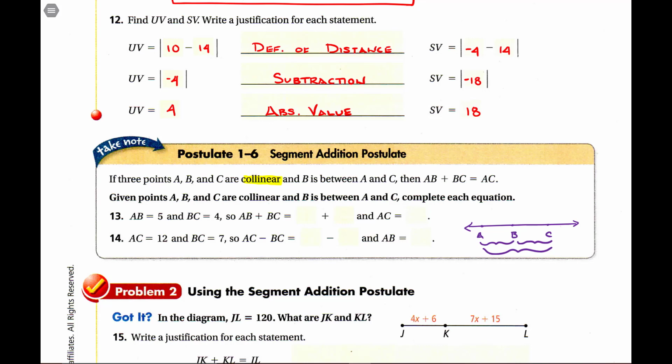So for number 13, we have AB is equal to 5, BC is equal to 4. So AB plus BC is equal to 5 plus 4. That means A to C is 9 units. Number 14, AC is 12, BC is 7. So AC minus BC, 12 minus 7. That means that AB is going to be 5 units.